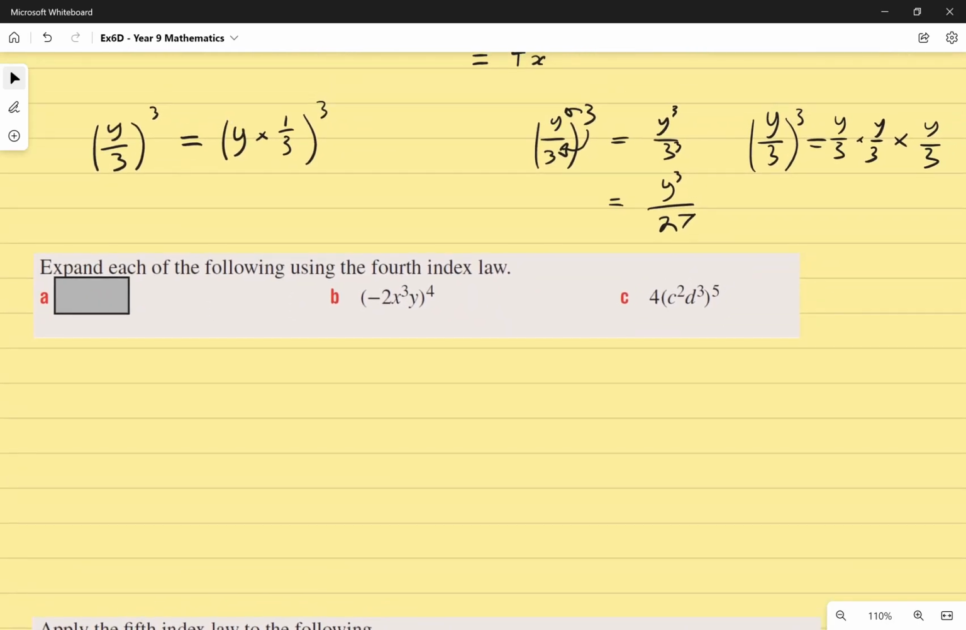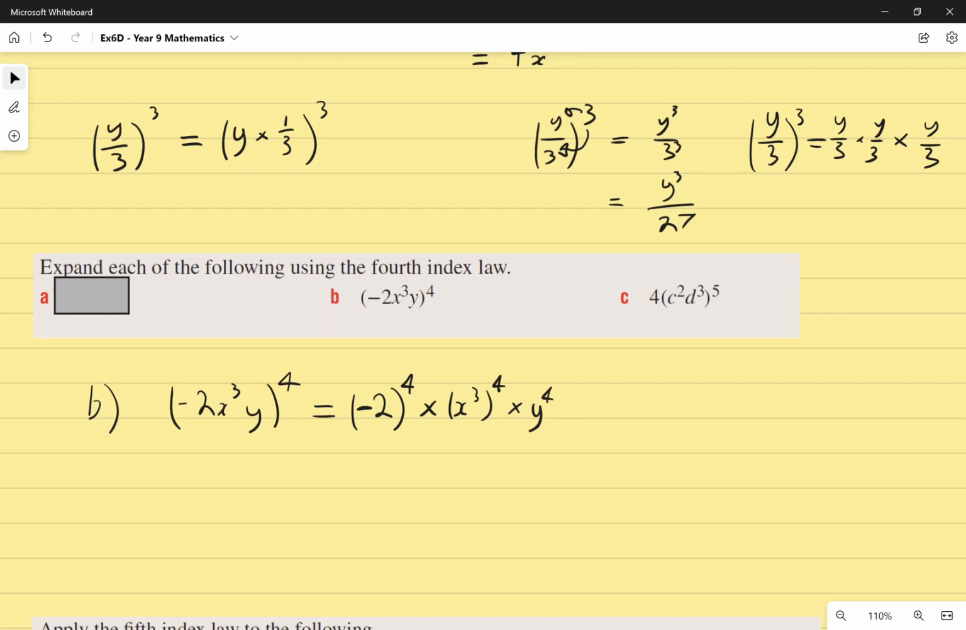Just looking at the 4th index law, now we have something different. For example B, we have -2 x cubed y inside the brackets with an index of 4. If we write this out, it's important that we write the -2, because it's not just 2, it's -2 in here. So it's going to be the same as writing -2 to the power of 4 times x cubed to the power of 4 times y to the power of 4.